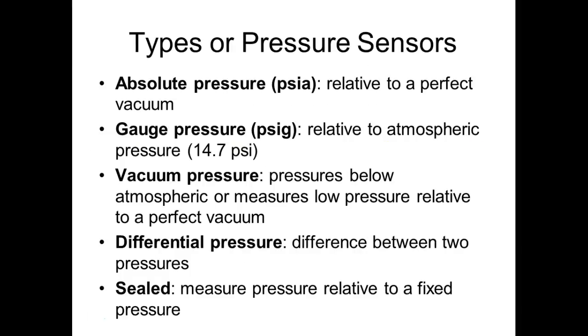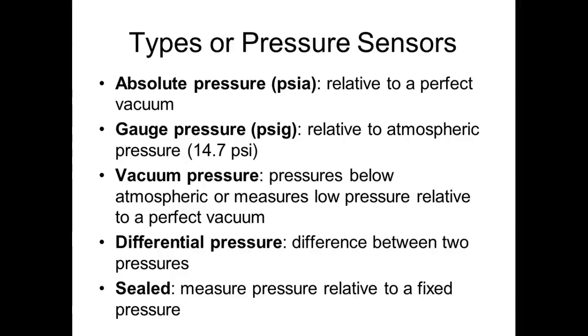So these are the type of pressures we have. We have what we call absolute pressure, which is PSIA. This is relative to 0, which would be a perfect vacuum. So right now, if I had a gauge in here that measured PSIA, it would be showing 14 point something pounds.